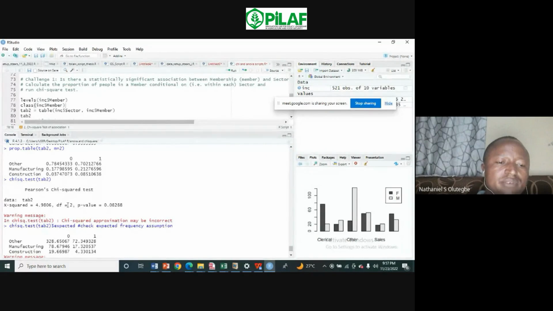So if 1 is the result of the first one in the bracket, and 2 is the result of the second one in the bracket, you multiply the two. 2 multiplied by 1 gives you 2. That's why you have 2 here. That's your degree of freedom.